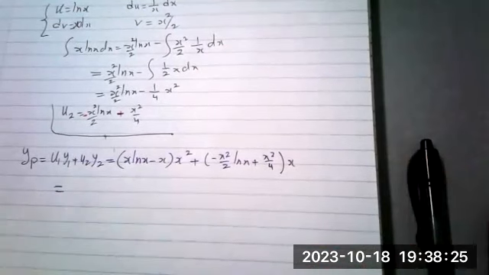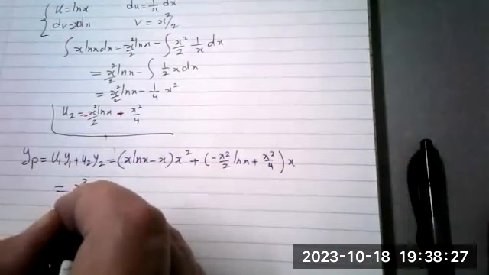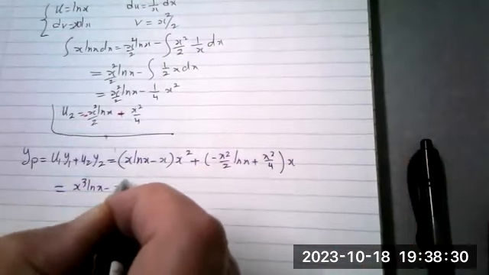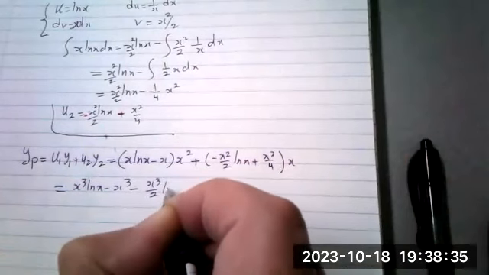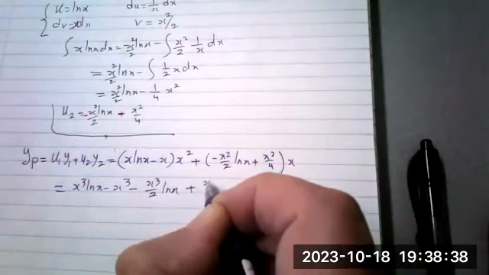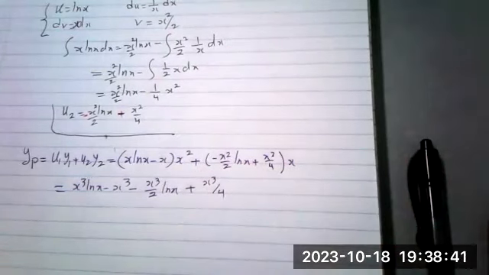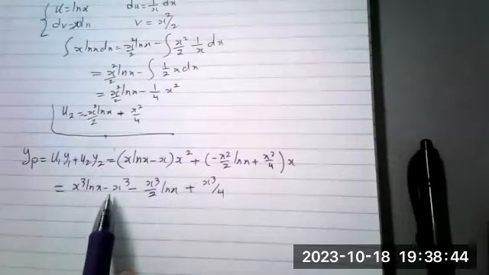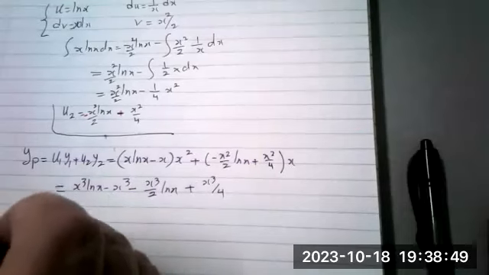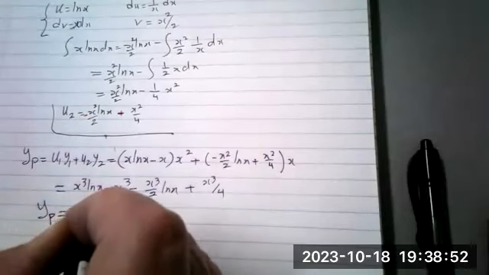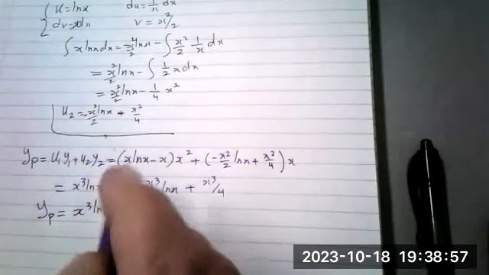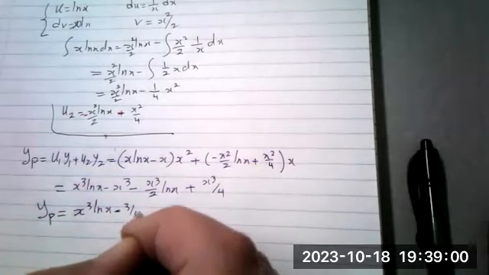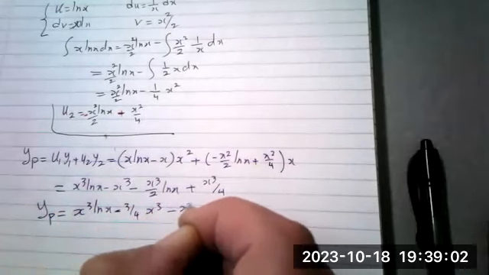So distribute it. It's going to be x cubed ln x minus x cubed, and that would be minus x cubed over 2 ln x, and that would be plus x cubed over 4. You get a like term there, and we get a -1 over here. You subtract it, that gives you 3/4. So yp would be x cubed ln x, these two, and that gives you minus 3/4 of x cubed, minus x cubed over 2 ln x.